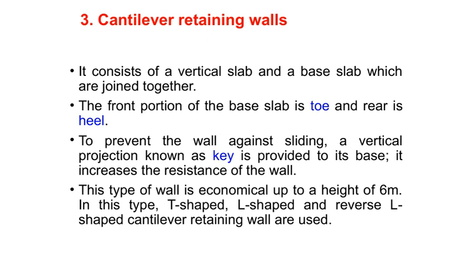In terms of design variations, we often see T-shaped, L-shaped, and reverse L-shaped cantilever retaining walls. These different shapes help adapt to specific site conditions and loading requirements, making the design both efficient and effective. Overall, the key takeaway is that cantilever retaining walls are a fundamental and economical solution for retaining soil, especially up to moderate heights, with various shapes to suit different needs.